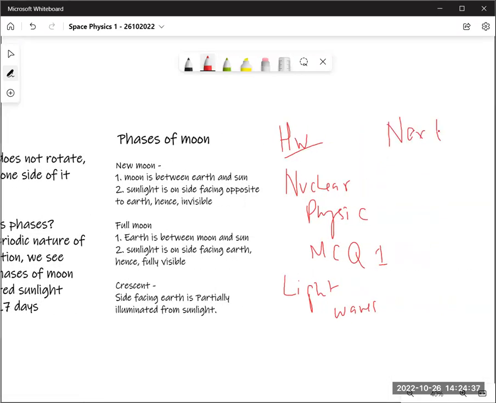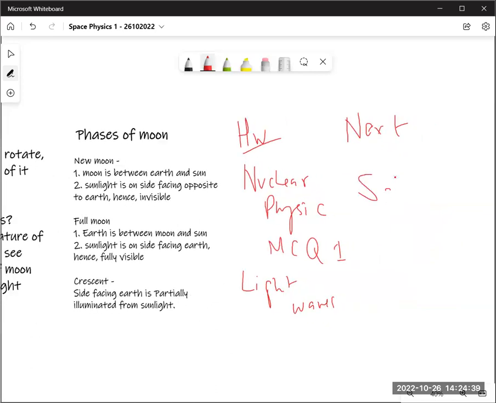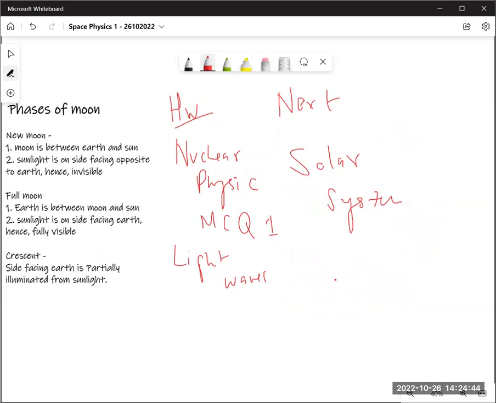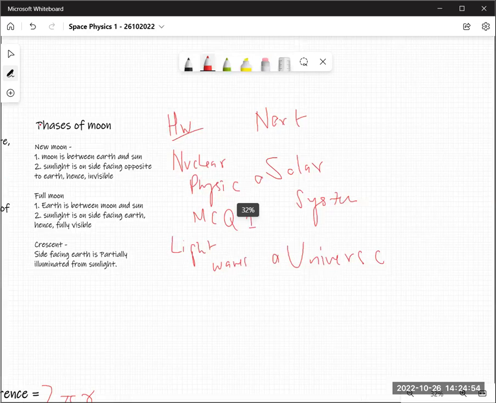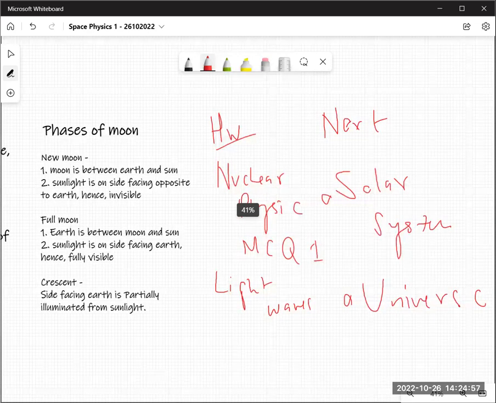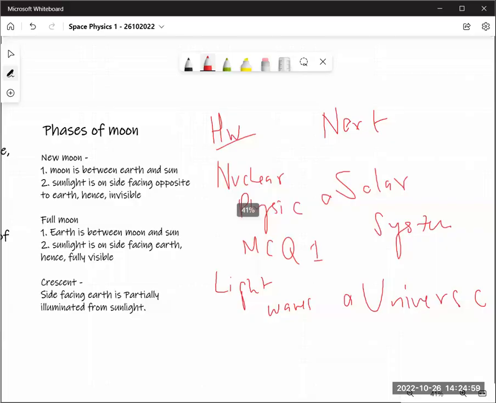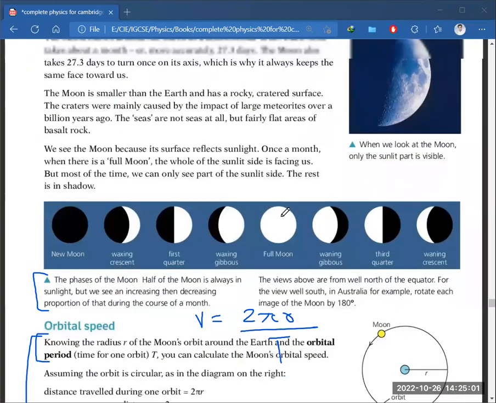Next thing we have is solar system. And then we'll have universe. Don't we have more phases of moon in the next class, or is this it? Now there are a few more phases, which is in the book right here. So we'll read it in the next class. We'll do questions on this from the workbook, and we'll see what is asked on this. So don't worry about that.